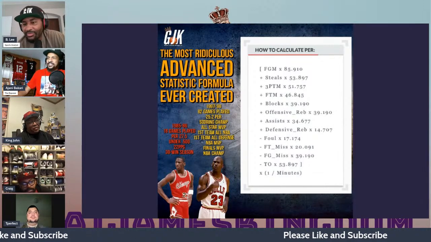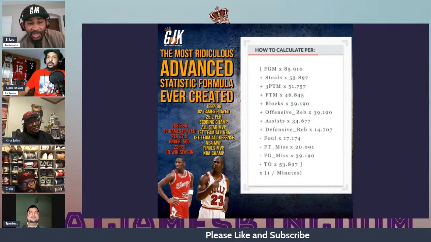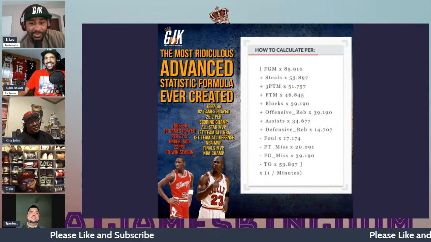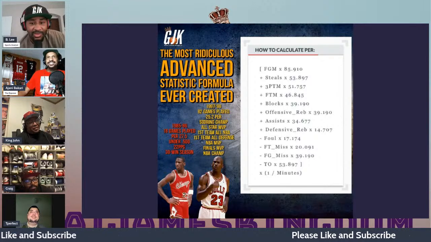Maybe it was made for Michael Jordan. I mean, it was. That's why they changed the box plus minus, because Jordan wasn't number one in box plus minus anymore. So they had to change that. I told you y'all undefeated.